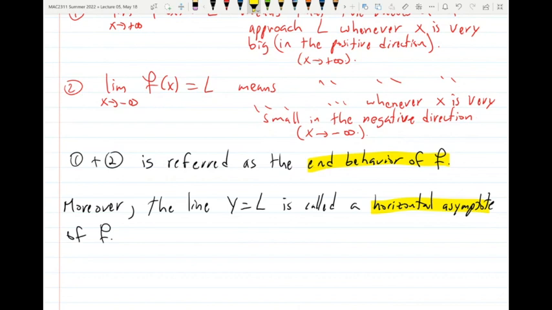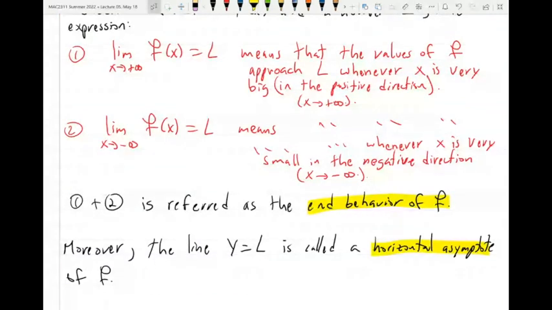If you want to find where a function has horizontal asymptotes or not, this is what you need to do. Take the limit at infinity and see if you get a number. If you get a number, you get yourself a horizontal asymptote. You don't get a number, there is no horizontal asymptote.